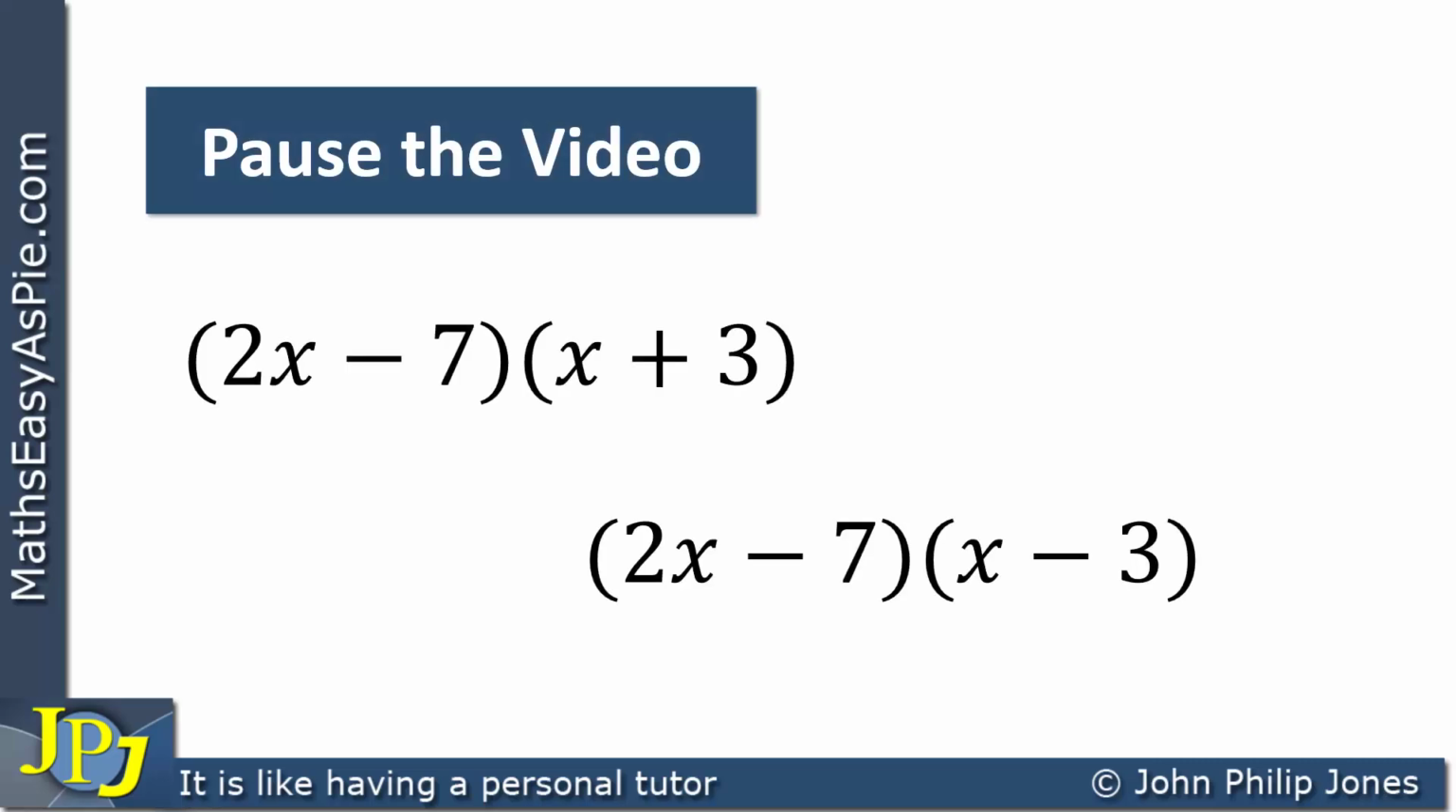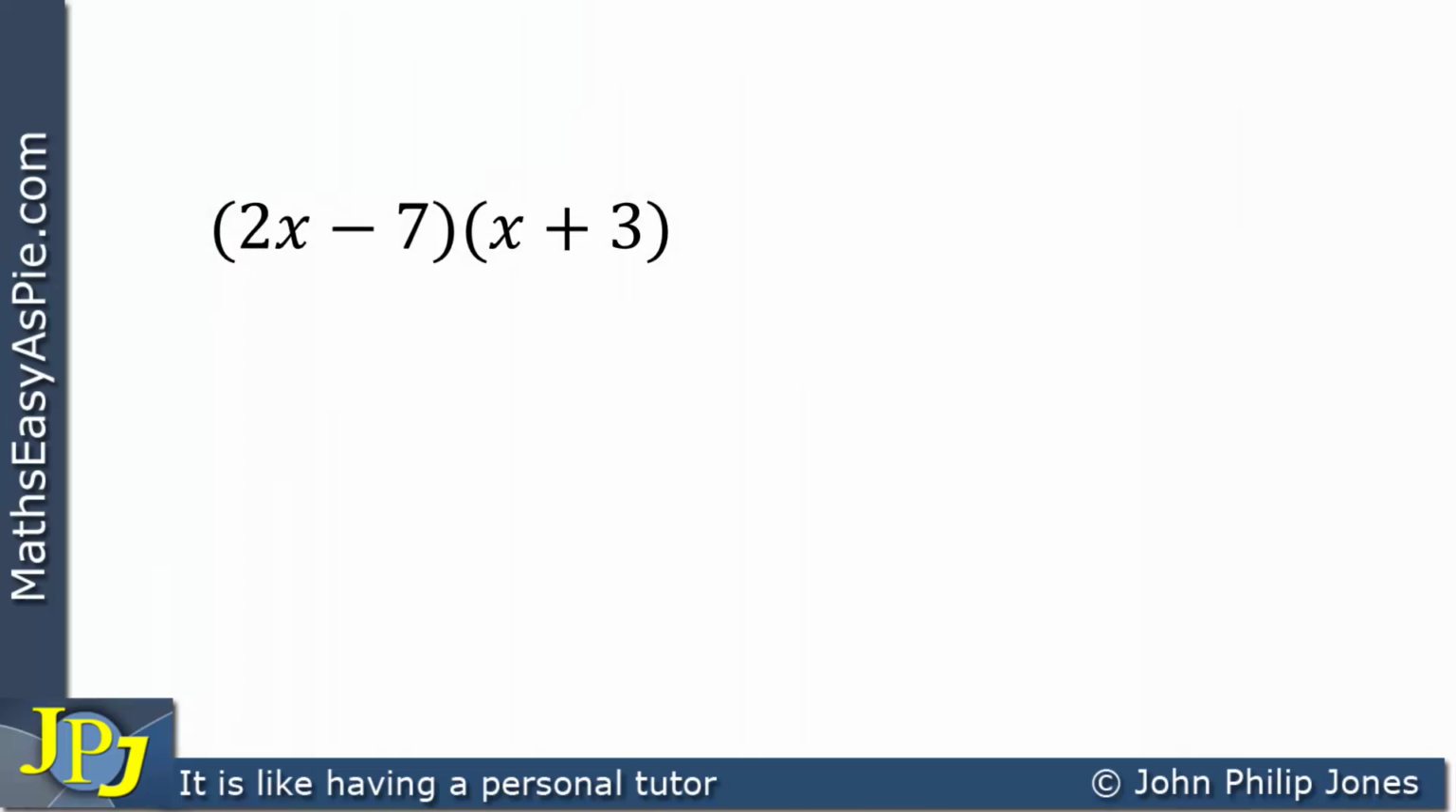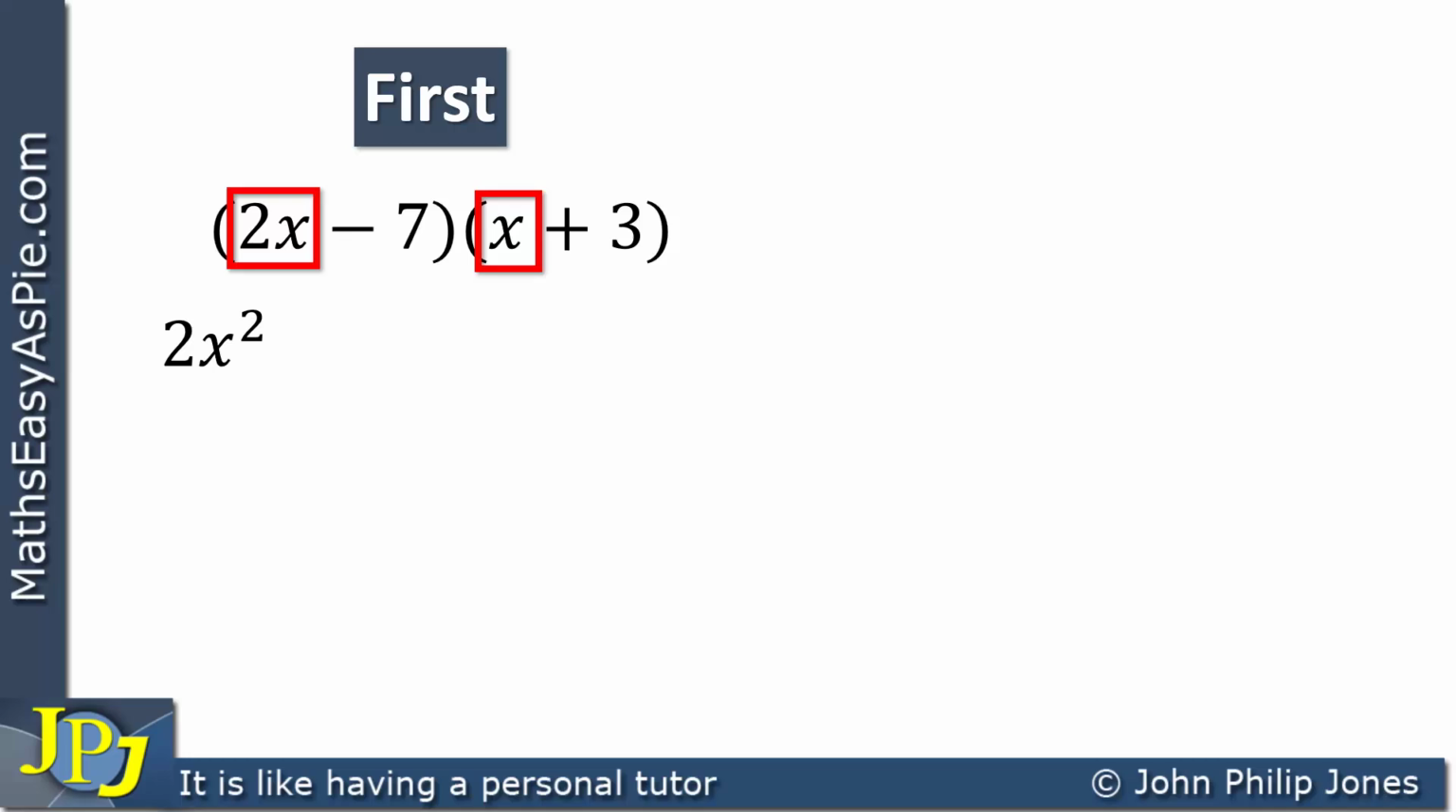You may want to pause the video and have a go at expanding the brackets for the two examples shown here. Let's consider the first example. If we consider the first terms in each of the brackets, you can see we have 2x and x. They are multiplied together, which will give you 2x squared.